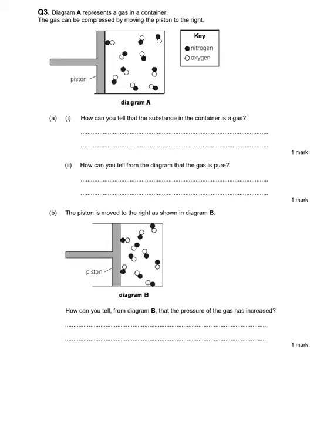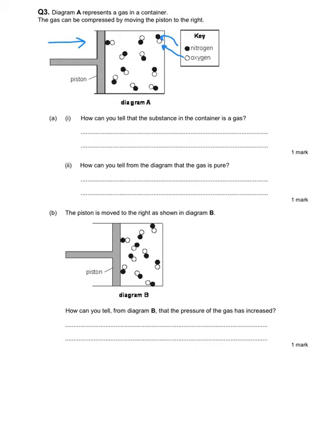Okay, this question is about particles, and it's particles of gas inside a piston which is moving to the right. So the piston is moving this way. And we've been given a key to our gas, and the gas contains 1 atom of nitrogen and 1 atom of oxygen combined together. So how can we tell that this substance is a gas? Let's just dive in with the answers on this one.